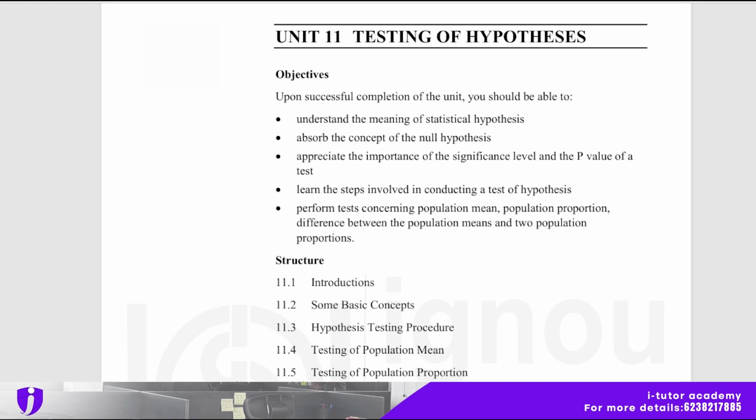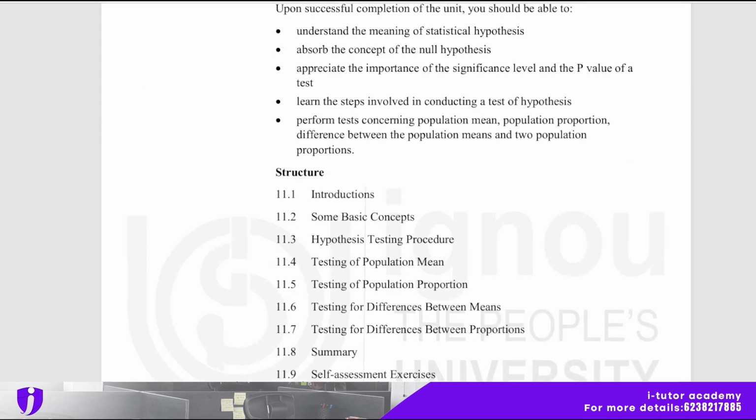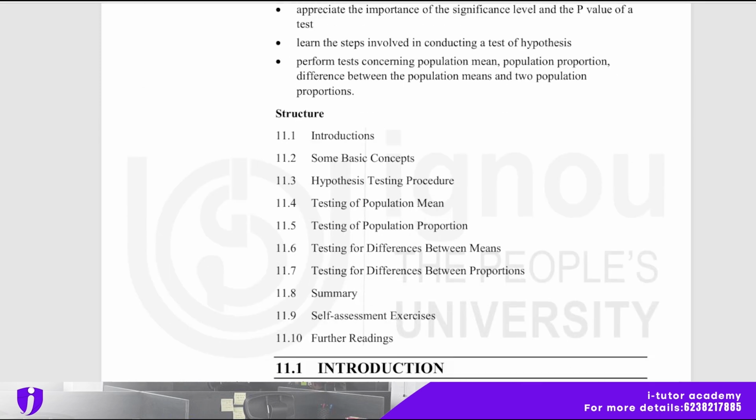So let's see the objectives of this chapter. Upon successful completion of the unit, you should be able to understand the meaning of statistical hypothesis, absorb the concept of the null hypothesis, appreciate the importance of the significance level and the p-value of the test, learn the steps involved in conducting a test of hypothesis, and perform tests concerning population mean, population proportion, difference between the means of two populations and proportions.